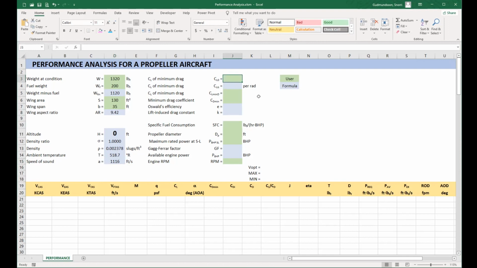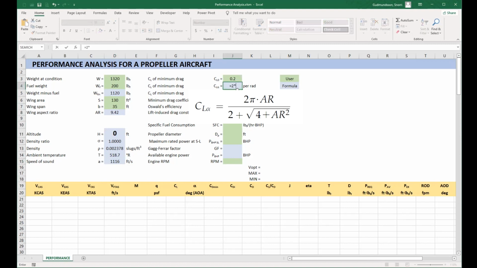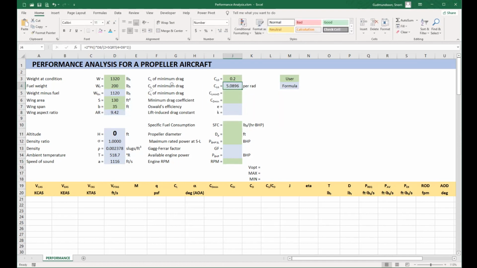Anyway, assume we expect a CL naught of 0.2. Let's assume the lift curve slope is given by equation 9-56 or 9-71. Enter 2 times pi times the aspect ratio divided by the parentheses 2 plus the square root of 4 plus aspect ratio squared, close parentheses. Assume the lift coefficient of minimum drag is 0.2 and minimum drag coefficient is 320 drag counts.